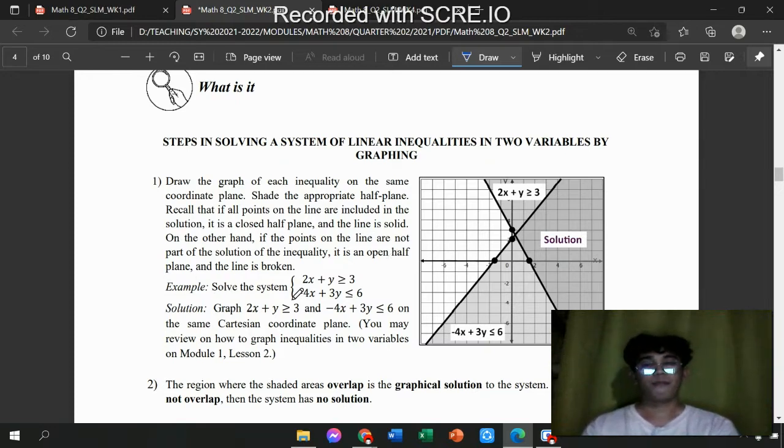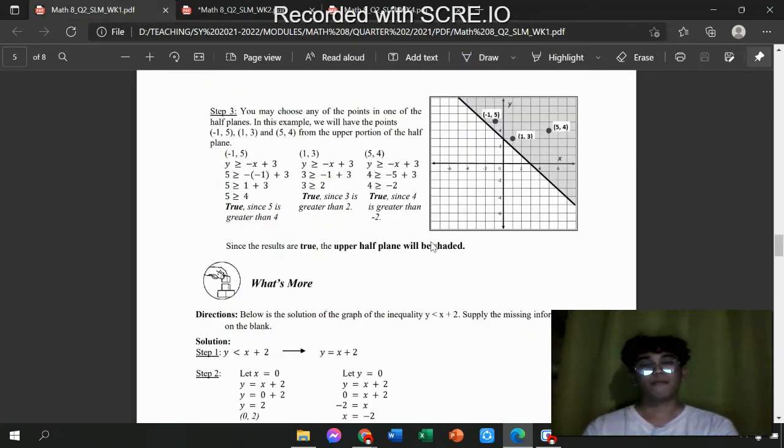So let's have this example. Let's solve the system. Naa tay duha ka linear inequality. 2x plus y is greater than or equal to 3 and negative 4x plus 3y is less than or equal to 6. So ang atong solution, graph 2x plus y is greater than or equal to 3 and negative 4x plus 3y is less than or equal to 6 on the same coordinate plane. Di ba, gitudloan na ta unsaon pag-graph sa module 1, lesson 2. So atong review-on kung giunsa pag-graph.